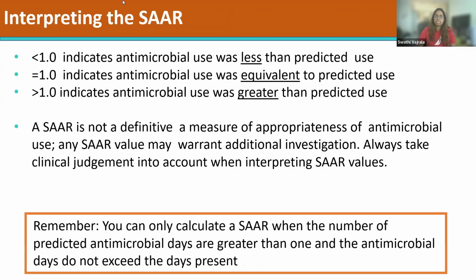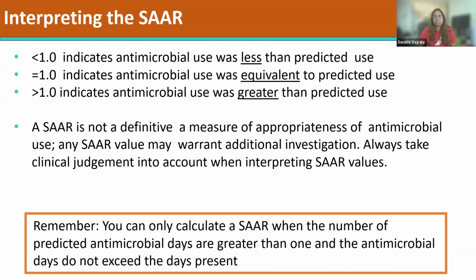And let's see how we can interpret this SAR. The SAR is always either below 1, above 1, or equal to 1. If the SAR value is less than 1, that means antimicrobial use was less than the predicted use. If it is equal to 1, that indicates antimicrobial use was equivalent to the predicted use. And if it is greater than 1, that indicates antimicrobial use was greater than the predicted use.